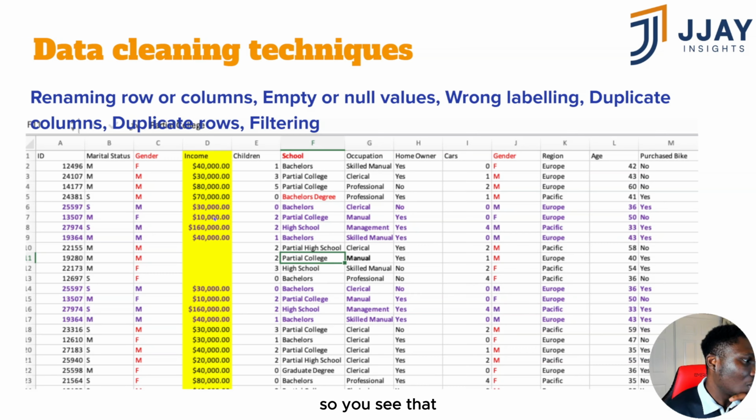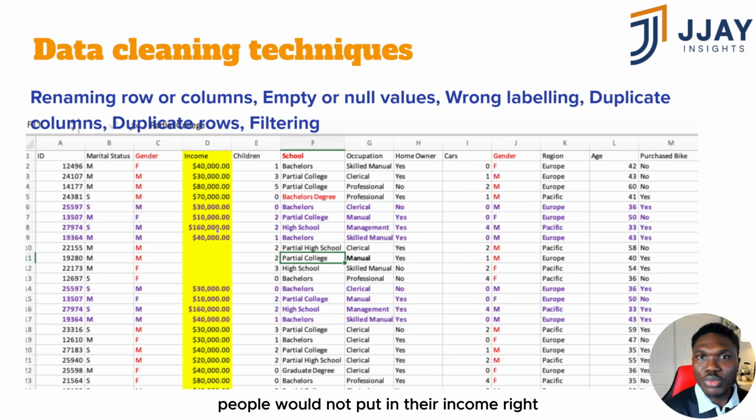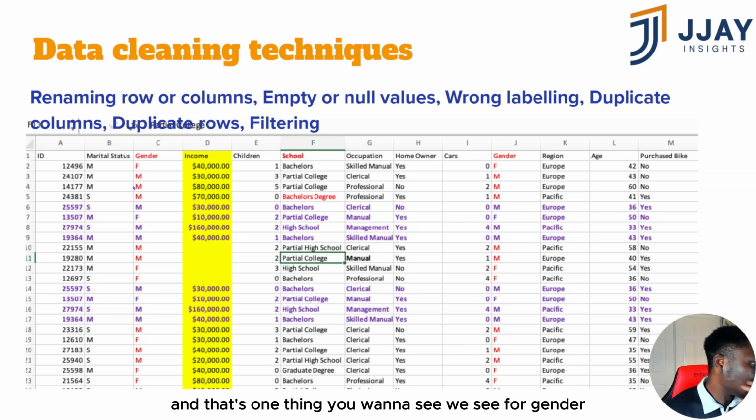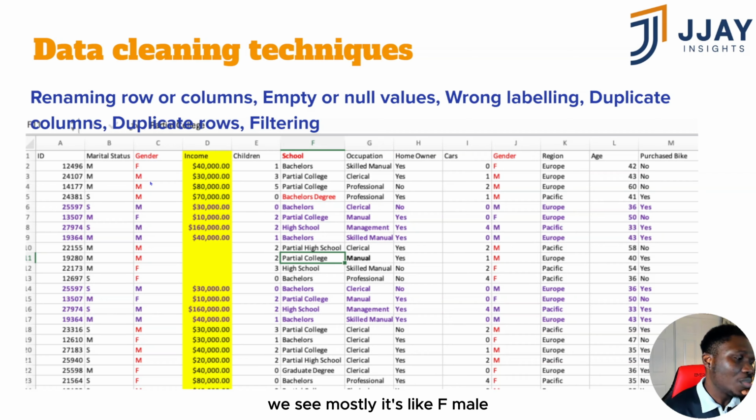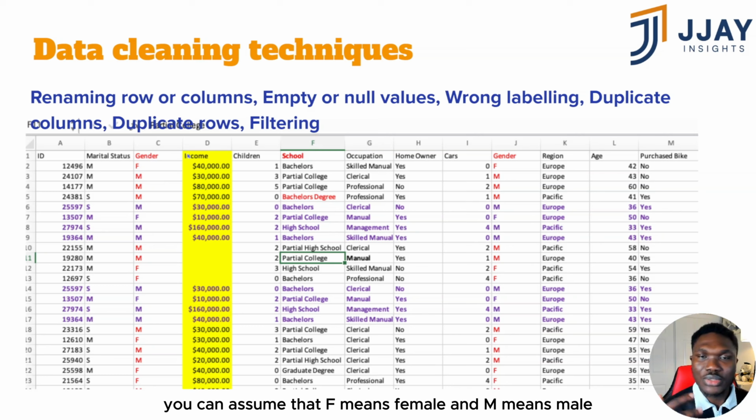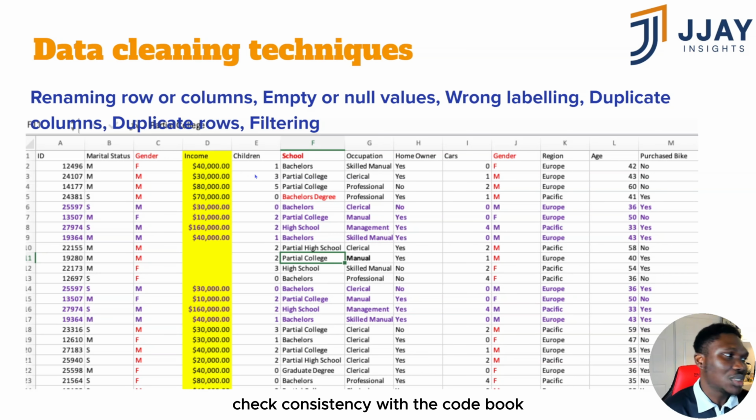You also see missing information here for income, and you could guess why people would not put in their income, right? And that's one thing you want to see. For gender, we see mostly it's F and M. So you're like, what does F mean? Well, you can assume that F means female and M means male, but that's when you need to check consistency with the code book.